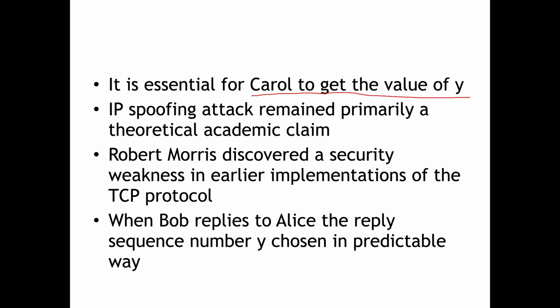In order to do this, it is essential that Carol gets the value of y. Now, here's the thing. This is largely an academic concept, this idea of being able to spoof an IP address and generate this kind of a false connection. So the thing to walk away from is this is highly theoretical. And it is based on a hole or a vulnerability found in the TCP protocol, and that was done by a fellow named Robert Morris.